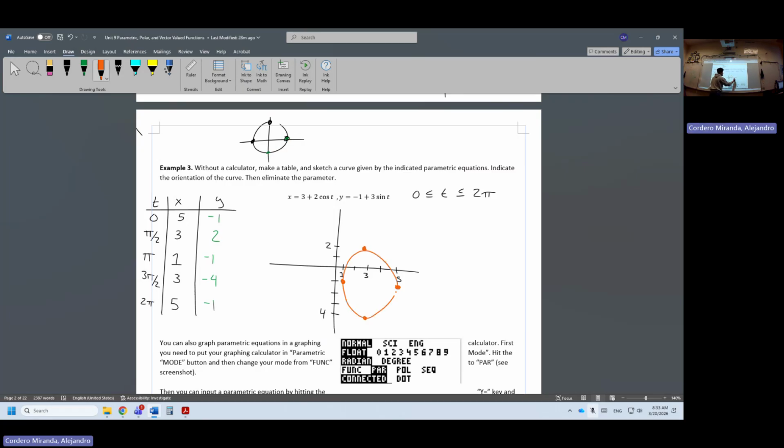If you wanted more detail, you could, like I said, plug in points in between to see if this is really what's going on. But you'll see why I'm very confident that this is an oval, an ellipse, once we eliminate the parameter. But don't forget, don't only connect it, but remember that you started at 5, negative 1, and you went around this way. Put in the little arrows to indicate which way you go.